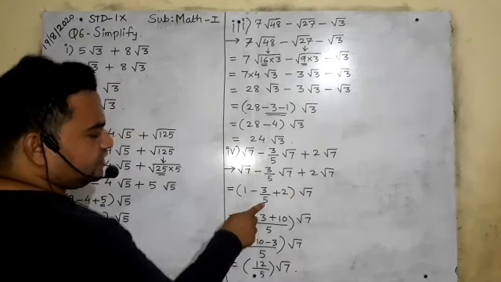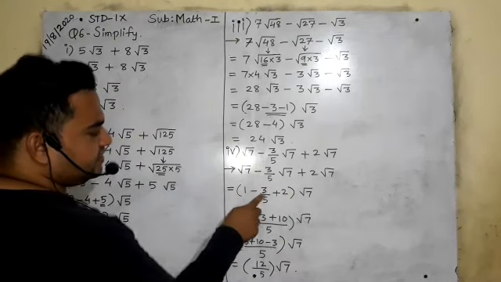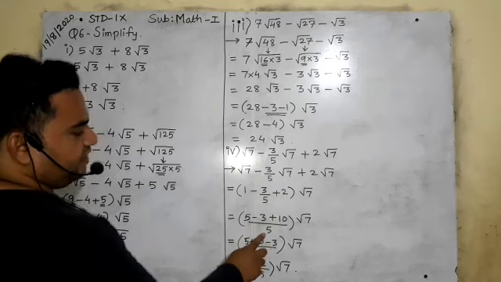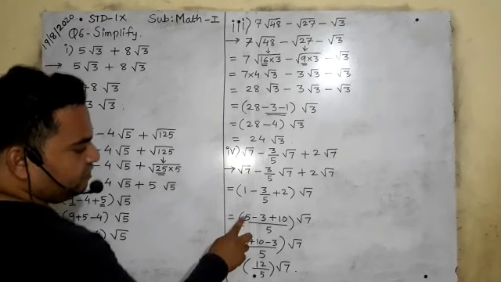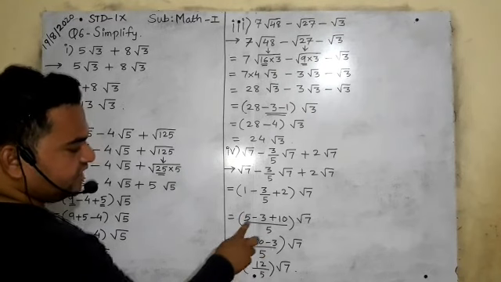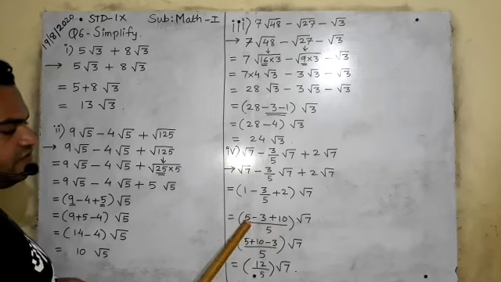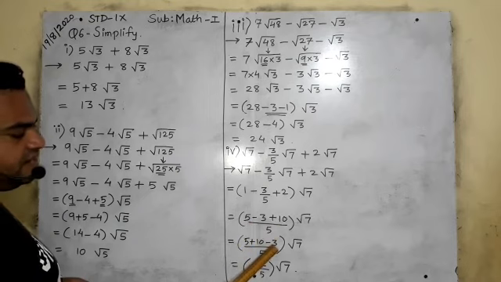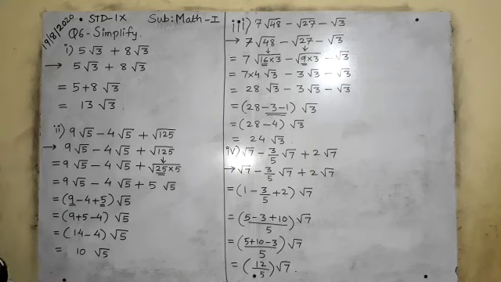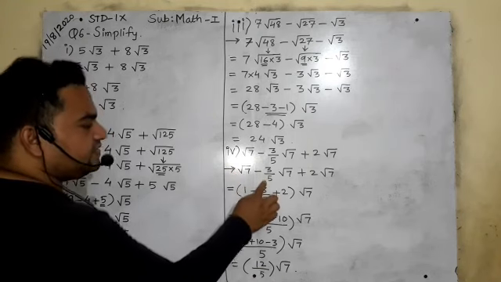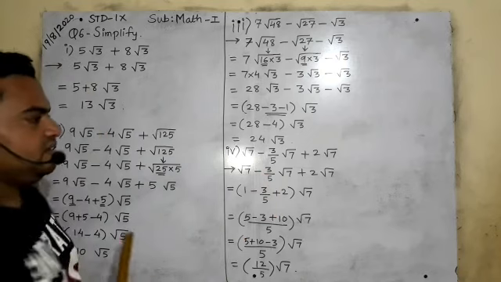OK, so now this 5 ones are 5, minus 3, 5 twos are 10. So 5 minus 3 plus 10 upon 5. OK, now what you will do, 5 and 10 का addition because they are like terms. 5 is positive and 10 is also positive. 5 plus 10, 15. 15 minus 3 is 12 upon 5. I hope you understood here. यहाँ से 1, कुछ नहीं है, तो यहाँ पे 1. Minus 3 upon 5. And here it is 2.